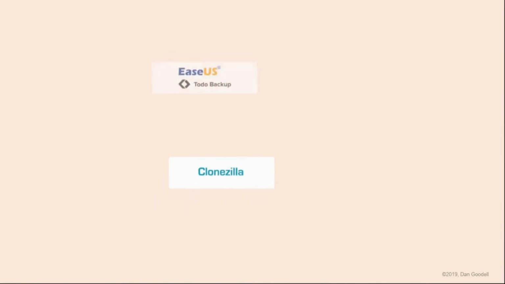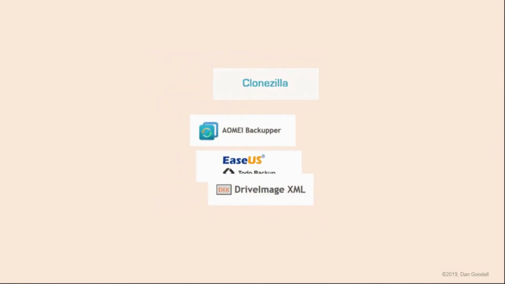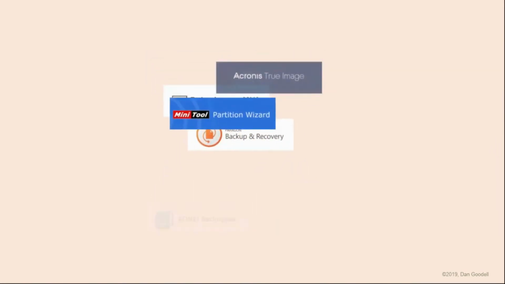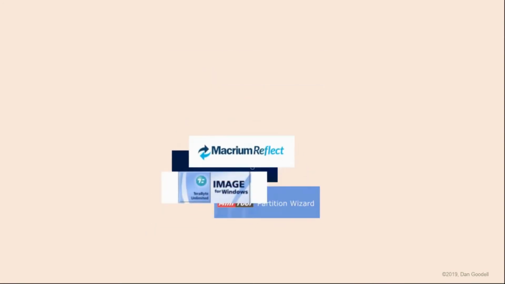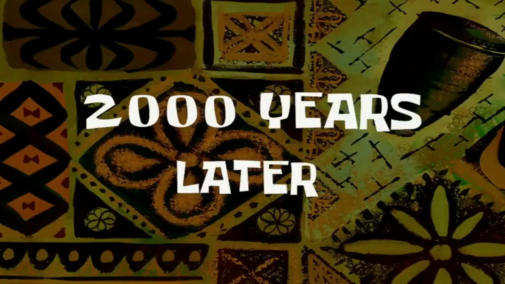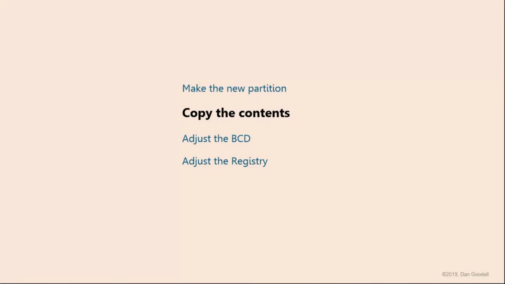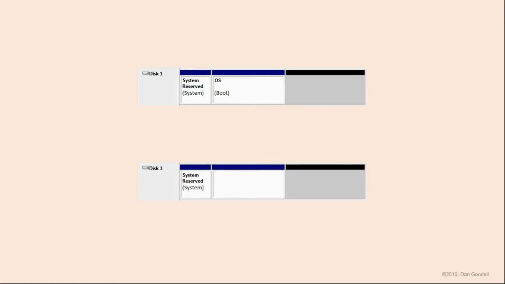The message here is that if one program seems to have trouble in your particular scenario, don't be afraid to try a different program. What works for others may not work in your situation, and vice versa. Second, the cloning program needs to copy the contents of the source partition to the destination partition. This is the easy part, and every program should at least be able to get this part right.